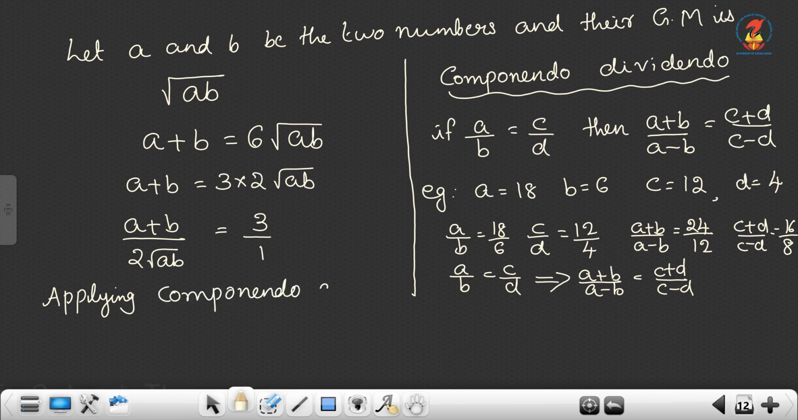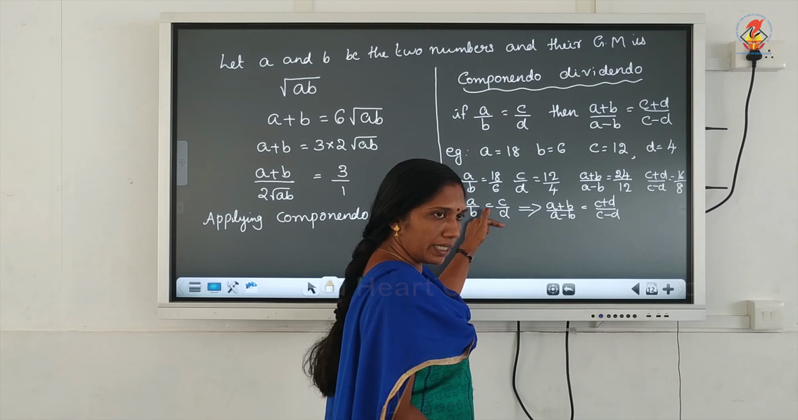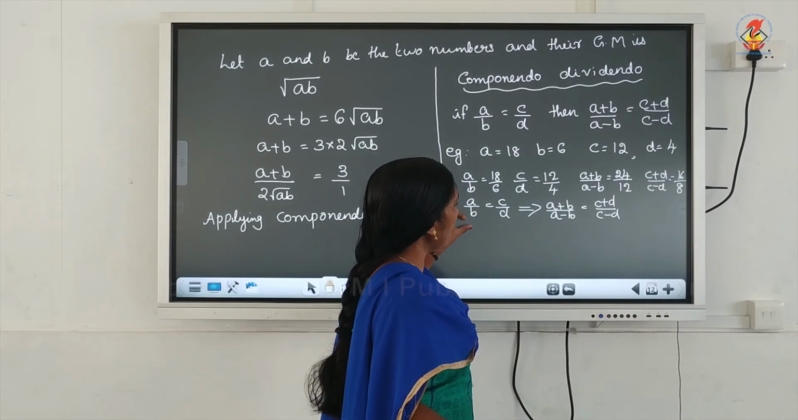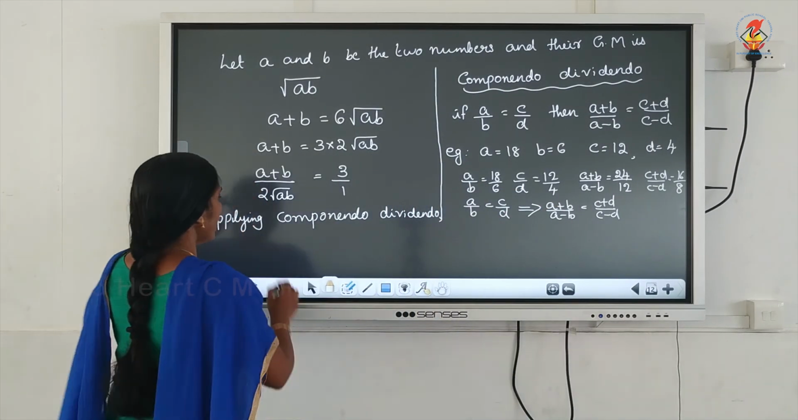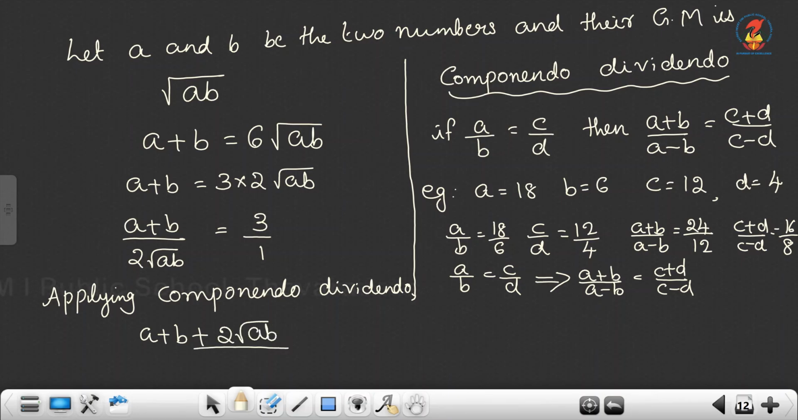Applying componendo dividendo. So here this is in the form a by b equal to c by d. So what is the next step? The numerator plus denominator by numerator minus denominator. A by b equal to c by d, next we can write a plus b by a minus b. So here the next step is a plus b plus denominator by numerator minus denominator. Here 3 plus 1 by 3 minus 1.